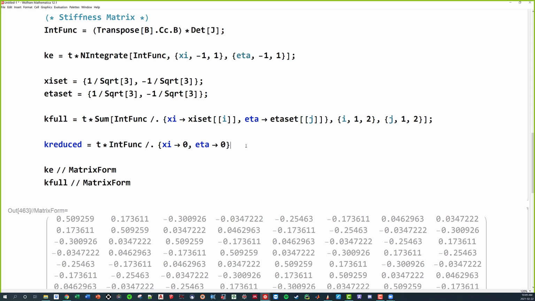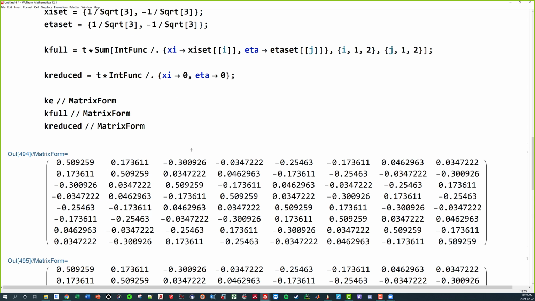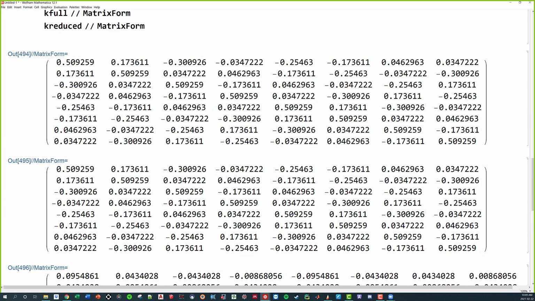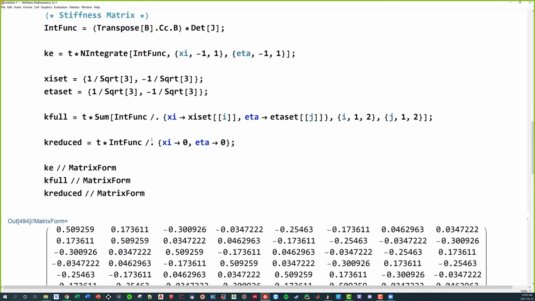Now, if I were to run this really quick, it's actually wrong. So let me just suppress it. And I'm going to go k reduced in matrix form. I'm going to run it. And as we can see, it's way off. Way off. 0.5, 0.09. So that's way off. And I told you guys, this right here is actually wrong.